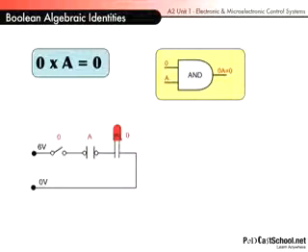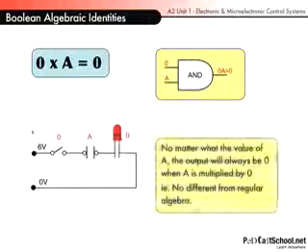And all these multiplicative identities are represented by the AND gate. If you think about it, that's really what we're saying there. If one input's a 0, it doesn't matter what the other one is. It will never ever be anything other than 0. So you can see that the AND gate represents this quite well. So when you think of multiplicative identities, think of the AND gates. And I've just said there, no matter what the value of A, the output will always be 0 when A is multiplied by 0. In fact, that's no different from regular algebra.